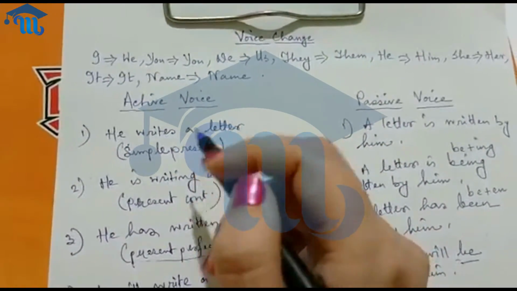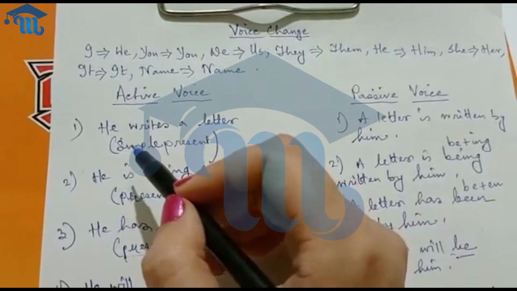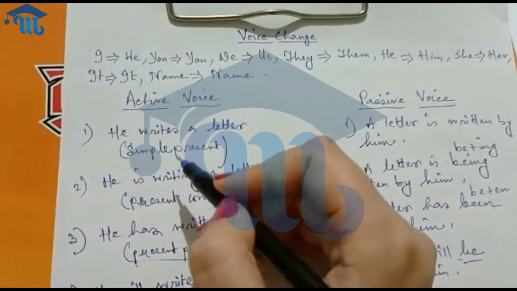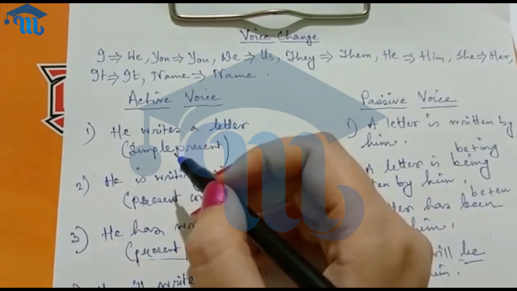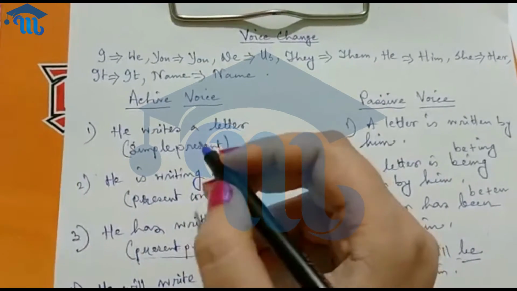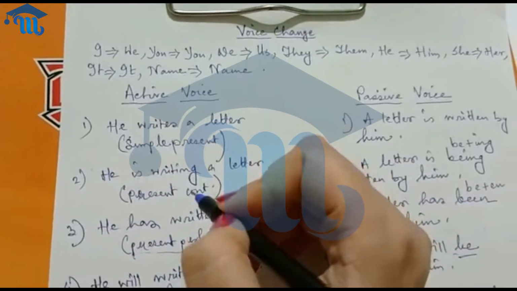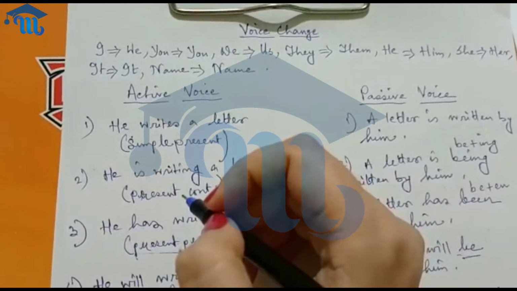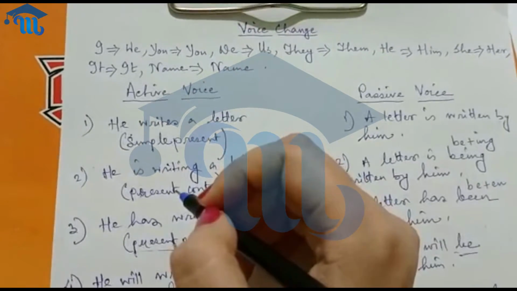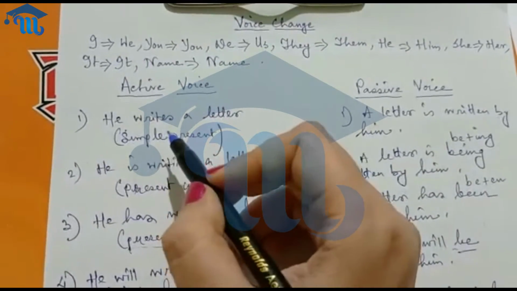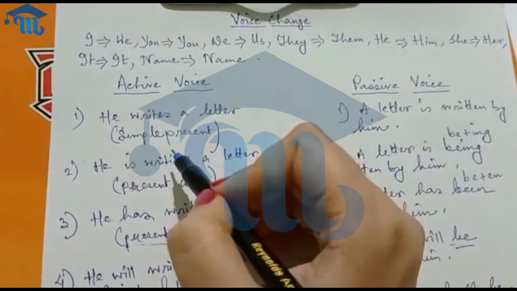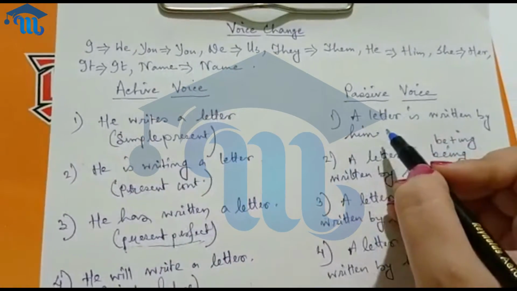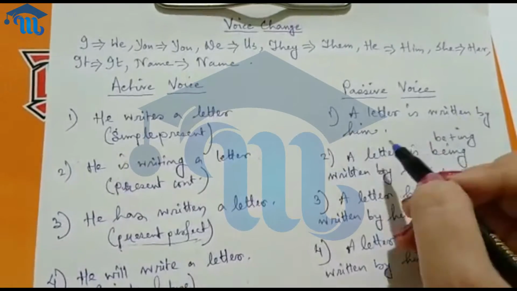So, now I am taking one example for the conversions from active to passive voice, and likewise the different tenses in which the different changes occur during the conversions. Now, "He writes a letter" is in simple present tense. And what happens? In passive voice, it becomes "A letter is written by him."